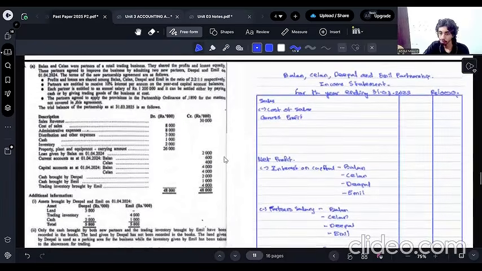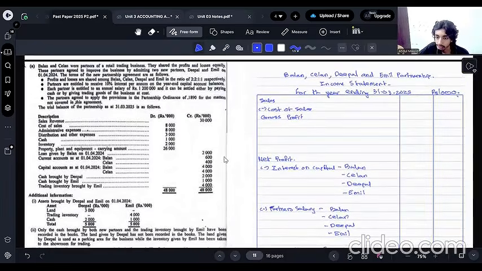Then moving on to question number 5. Balan and Sheelan were partners of a retail trading business. They shared the profit and losses equally. These partners agreed to improve the business by admitting two new partners, Deepal and Emil, on 1st of April 2024. The terms of the new partnership agreement are as follows. Profit and losses are shared among Balan, Sheelan, Deepal and Emil in the ratio of 2:1:1 respectively. Partners are entitled to receive 10% interest. Each partner is entitled to annual salary of 1,200,000.